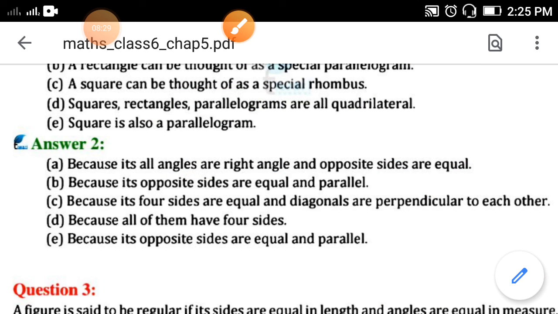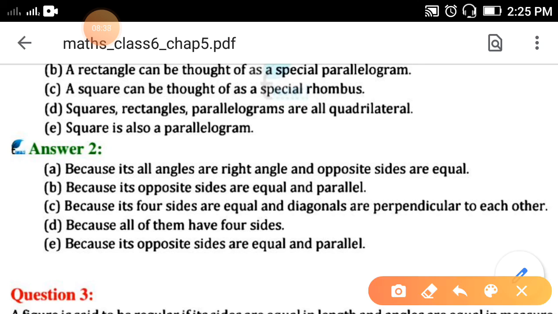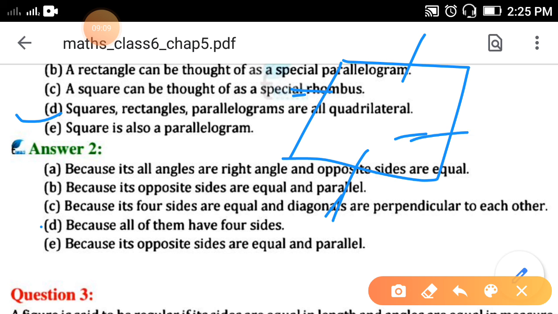That's why. D. Squares, rectangles and parallelograms are quadrilaterals. What is a quadrilateral? A quadrilateral is one kind of figure that is made up of four line segments. So that is the general definition of a quadrilateral. Square, rectangle and parallelograms are also made up of four line segments. E. A square is also a parallelogram. So in a square, opposite sides are equal and parallel, and in a parallelogram also opposite sides are equal and parallel to each other.